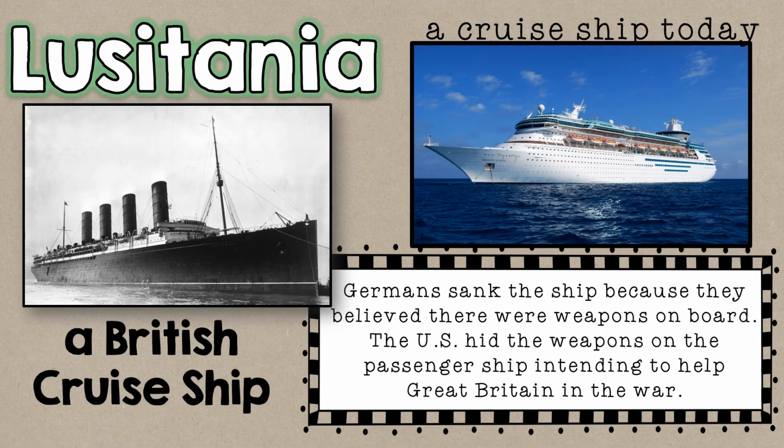So just for some back reference, the Lusitania was a British cruise ship, and it looks a lot different than the cruise ships that we see today, which is on the top right. It did not look like that. It looked like the bottom left picture. So the Germans sank the ship because they believed there were weapons on board. The US hid the weapons on the passenger ship, intending to help Great Britain win the war.